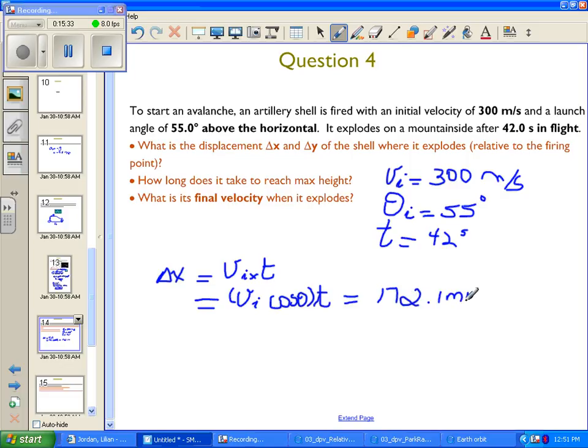Well, that works out to be 172.1 meters per second. I know I'm not keeping to 3 significant digits, but that is because this is not our final solution yet. 42 seconds is the time that it's in the air, and that gives us an x component of 7,230 meters, rounded to 3 significant figures.